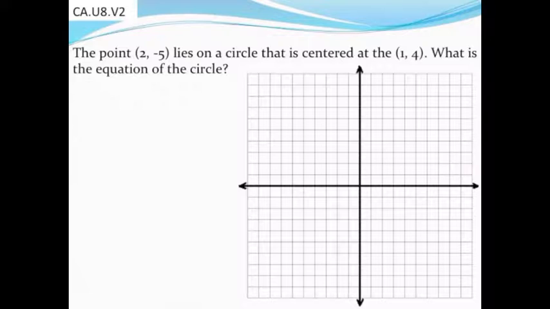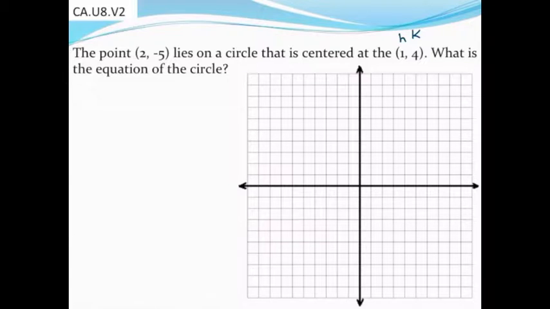In this example, I'm asked to write the equation of a circle when I know where the center of the circle is, and I know a point somewhere on the circle. To do this, let's start with the center. The center of our circle, if you watched our last video, gives you the h and k values for your equation. So I can write a good chunk of this equation with very little work.